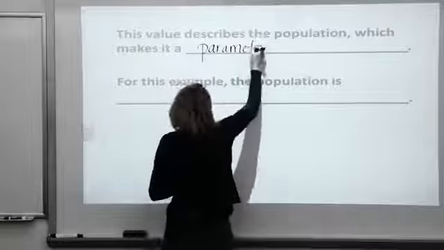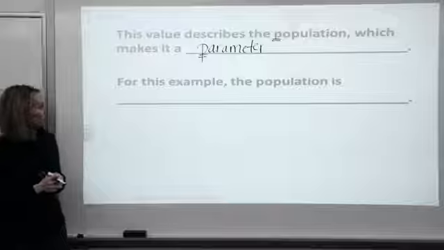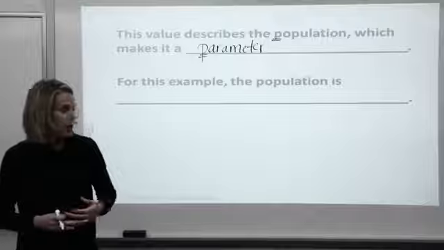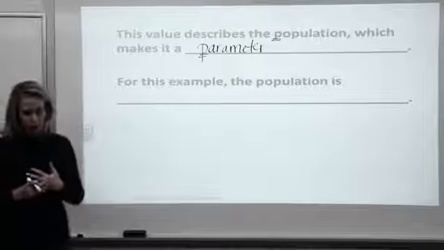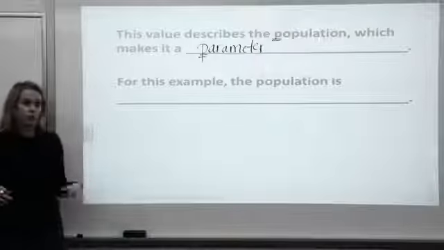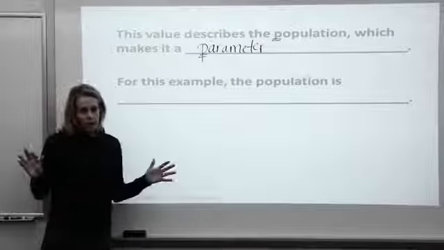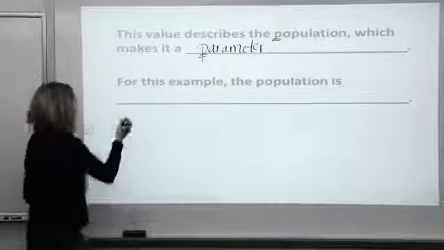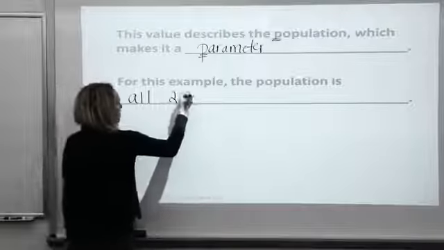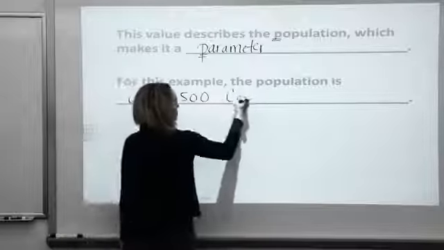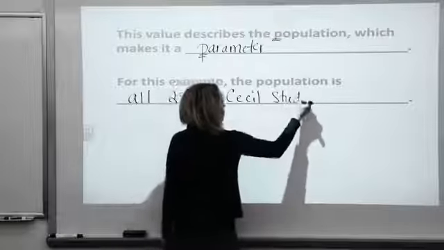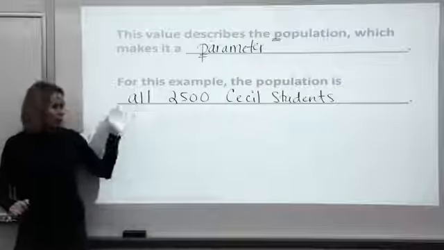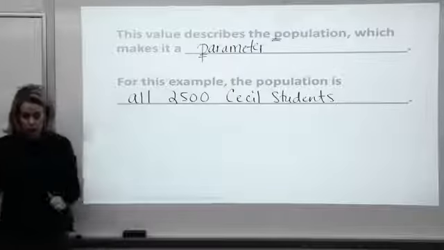I always like to remember population starts with P, parameter starts with P. So when you have a value that describes something about a population, it's called a parameter. And for this example, the population would be all Cecil students. We'll estimate that perhaps there's around 2,500 Cecil students, so we'll say the population is all 2,500 or so Cecil students. And if we had any values that described something about all the students, they would be parameters.